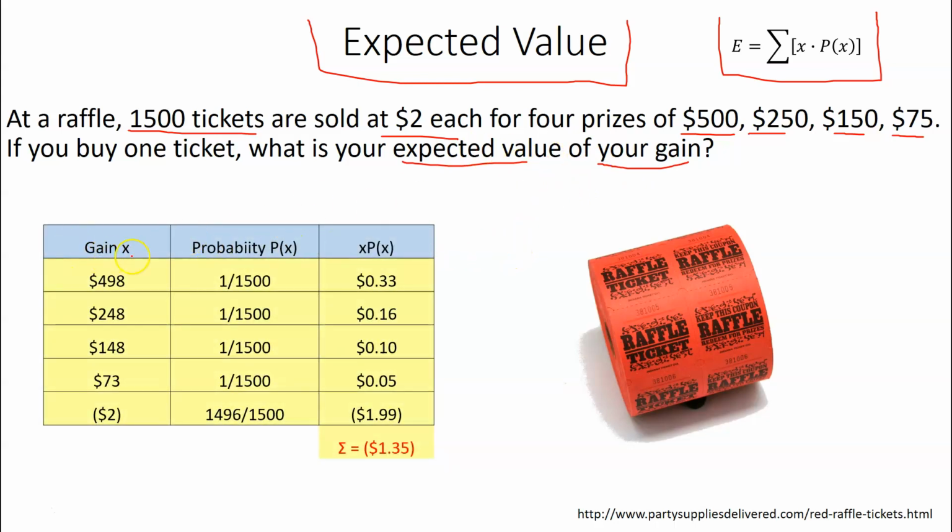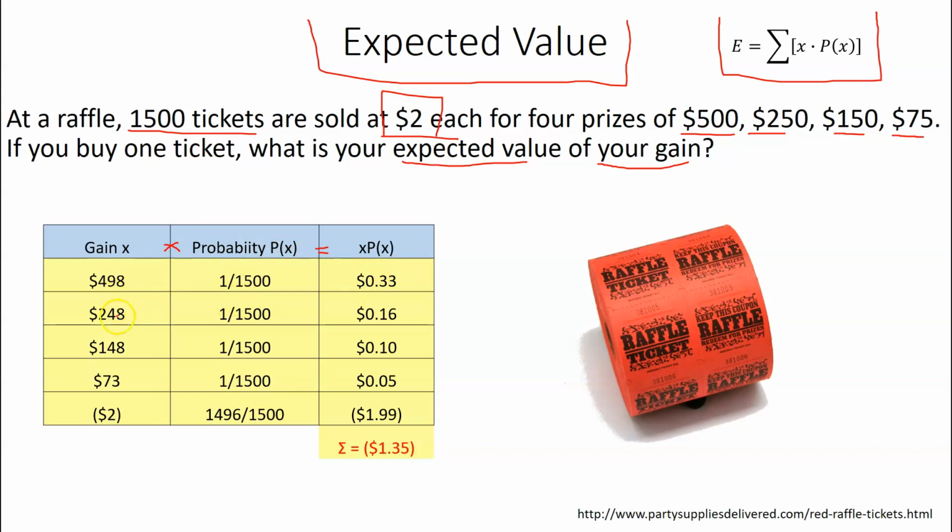And I like to approach this from the idea of gain. Well, let's see, what if someone gets the 500 prize, what did they gain? They didn't actually gain 500 because they spent $2 buying that ticket. So they gained $498. That's your random variable. What's the probability of gaining 498? Oh, I see I have a typo there. Sorry about that. But the probability would be one of the tickets out of the 1,500. Now I multiply. Remember, you take the random variable times the probability and end up with a number right there.